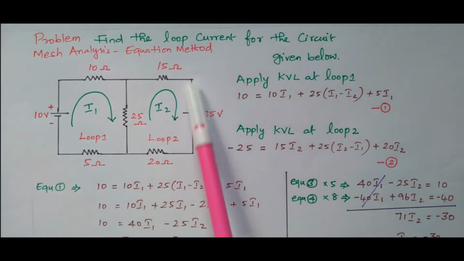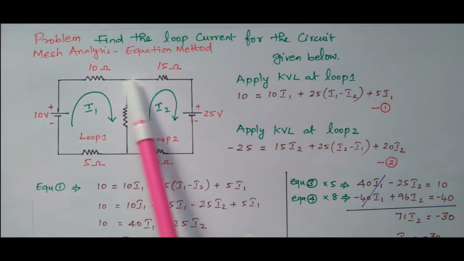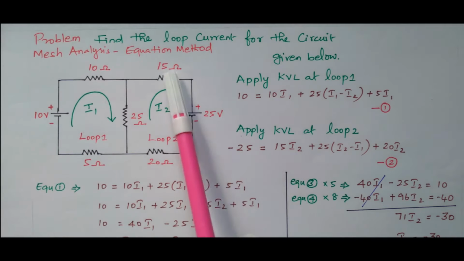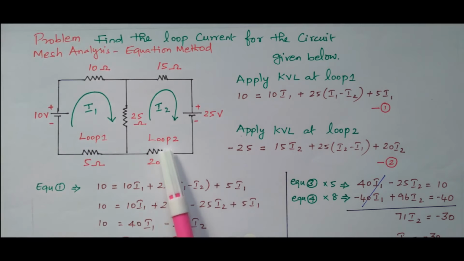So this is another loop. A loop is nothing but a closed path, containing this 25 volt source, 15 ohm, 25 ohm and 20 ohm. We can consider this as the second loop. It's called loop 2. The current flowing through the second loop is I2. So I2 is also flowing in the clockwise direction.